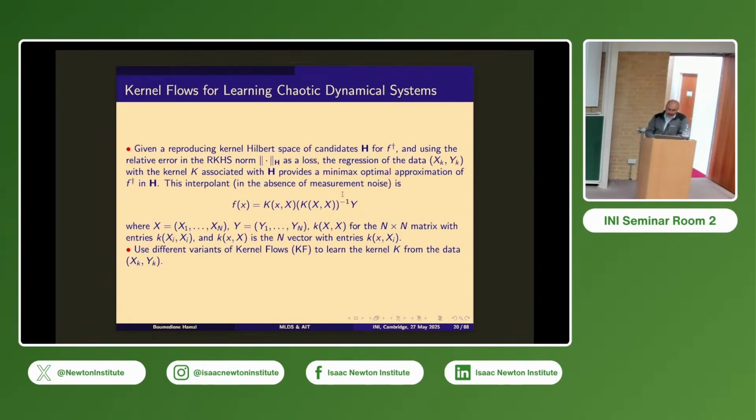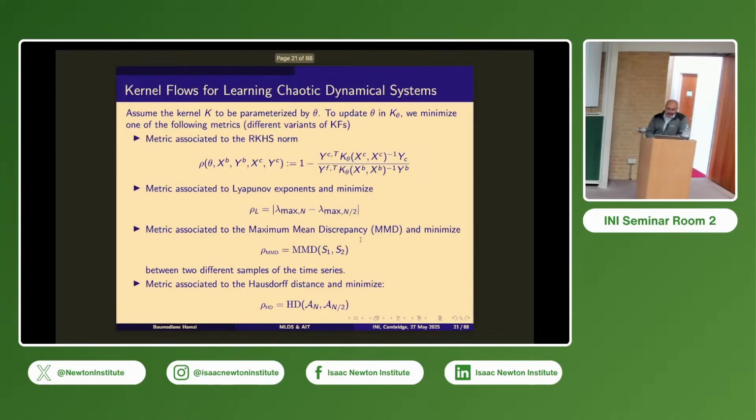So based on what we saw, this is a closed form expression of the approximant. But since we are learning a dynamical system, it's not necessarily only about prediction. We are also interested in the qualitative behavior. So we developed different variants of kernel flows that are related to dynamics. The first one is the relative error, which is related to the short term.